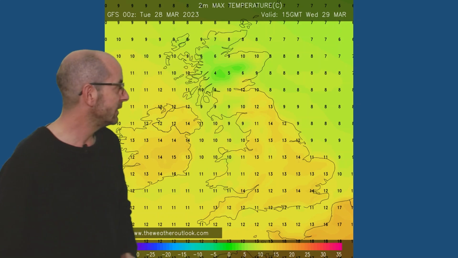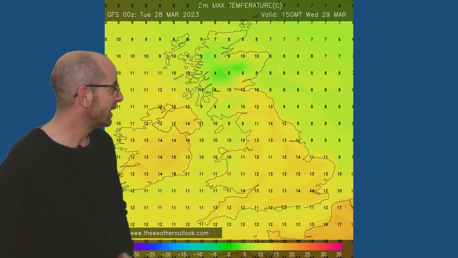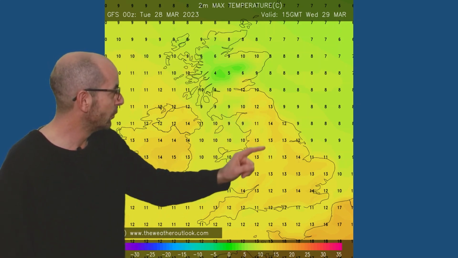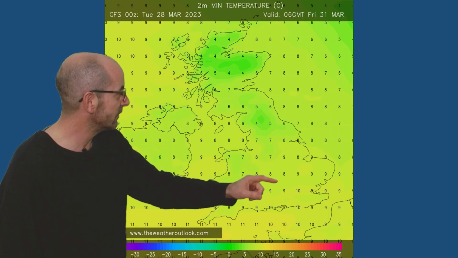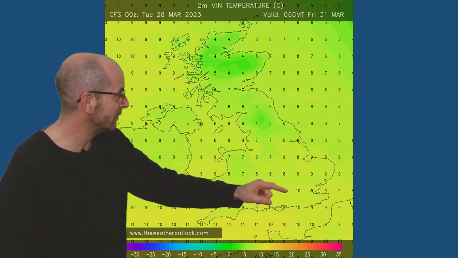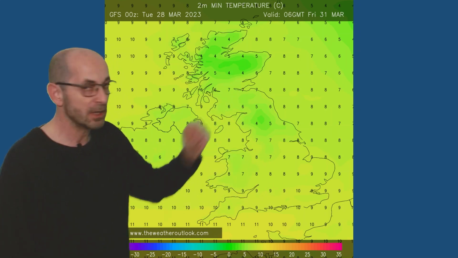What does that mean for 2 metre temperatures, so what we experience down at the ground level? Here are forecast maximums, 15 GMT, Wednesday the 29th. It's a mild picture, 13s and 14s over much of the country. Looking at minimums, 06 GMT, Friday, it's still mild at this point. In fact, double figures over southern parts of England, around the London area, a bit colder as you go northwards.